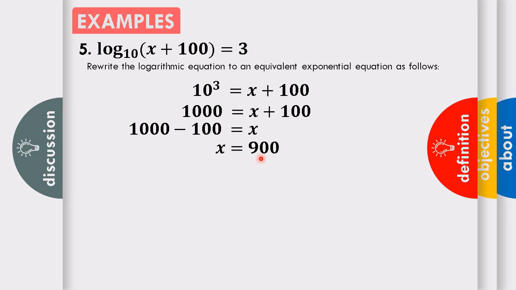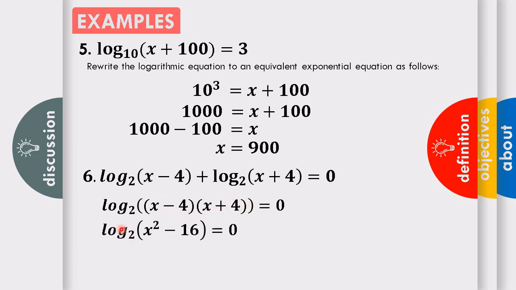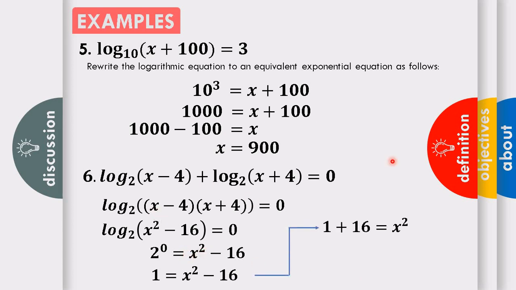So 900 equals x. So number 6, we have the logarithm of x minus 4 to the base 2 plus the logarithm of x plus 4 to the base 2 equals 0. Okay? So we have this property. Since they are added, we will multiply the arguments. So the logarithm of x minus 4 times x plus 4 to the base 2. Okay? So the logarithm of x squared minus 16 to the base 2 equals 0. So 2 raised to 0 is equal to x squared minus 16. Okay? So 2 raised to 0 is 1. So we have 1 equals x squared minus 16. So transpose 16, we have x squared equals 17. Then square root both sides, x equals square root of 17.